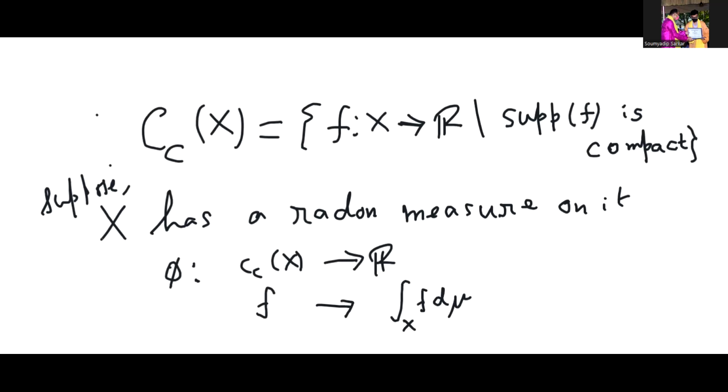So that is clearly a linear functional. Whenever I have a measure on the space, this is a very natural construct. This will be a linear function.